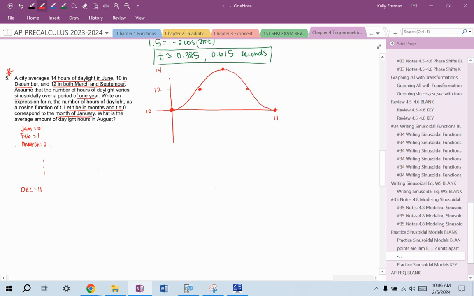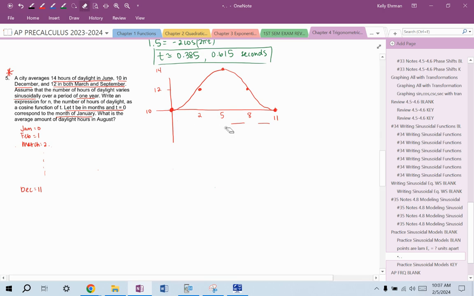And so what they want us to say is, okay, March is 2, and June would be 5, and September would be 8, right? Everything's like 1 minus its month number. But the problem is there's 3 units here, 3 units between here, and then there's only 2 units between there. So that's not truly sinusoidal.